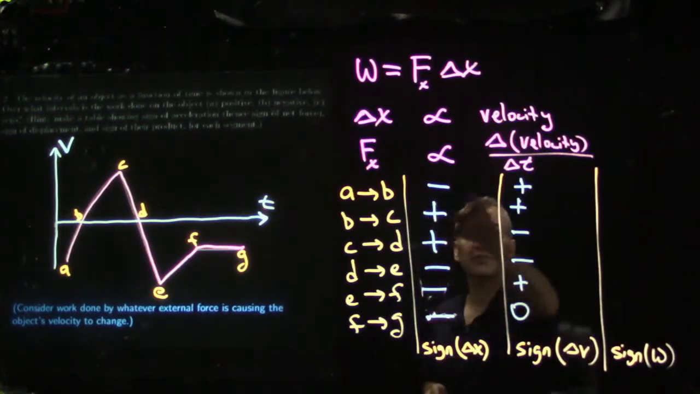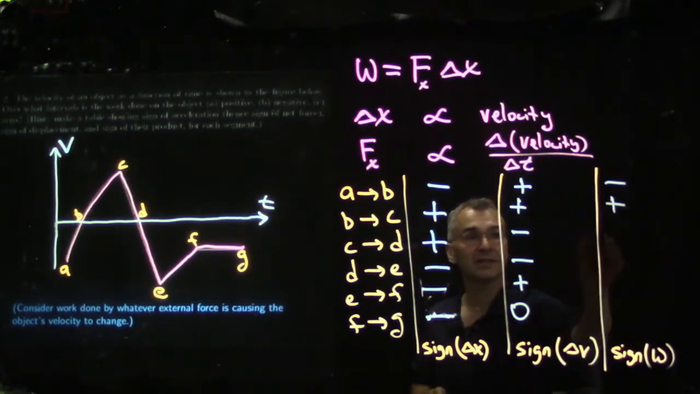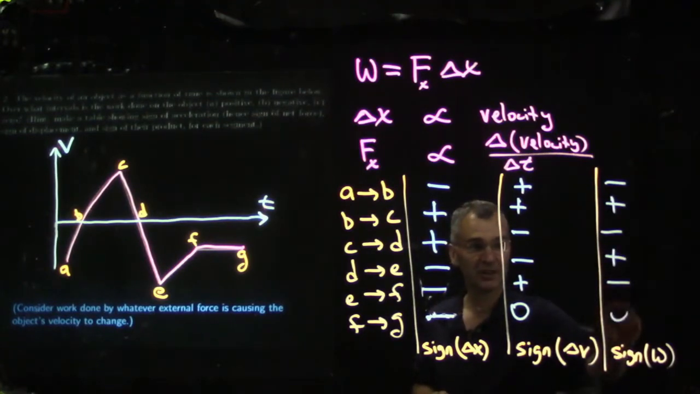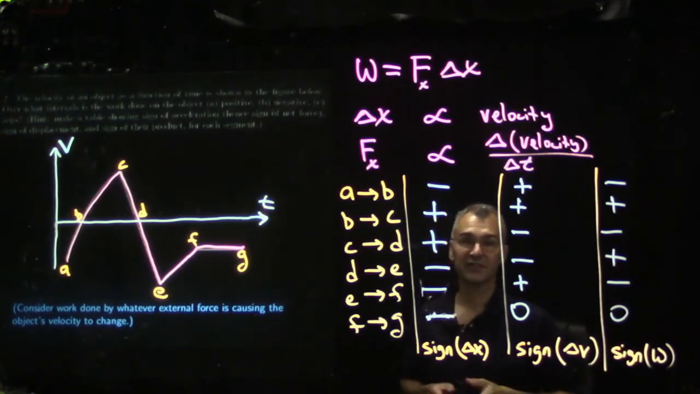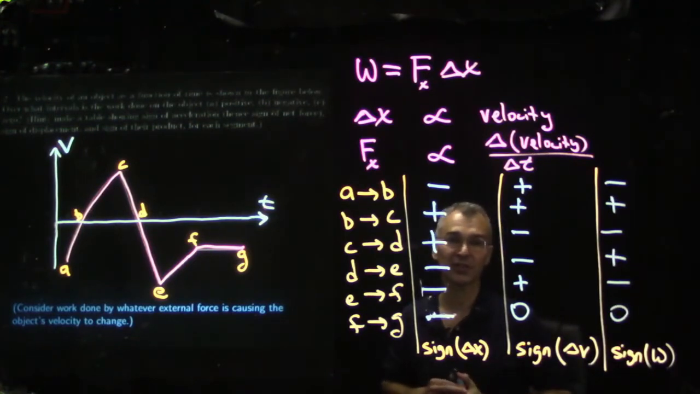So then we take this times this. This must be negative work. This must be positive work. This must be negative work. This must be positive work. Negative times negative. That's interesting. This must be negative work, and this must be 0 work. So that's kind of tricky. I think you're going to work through that same problem or one just like it.